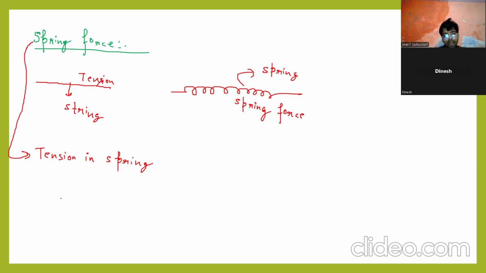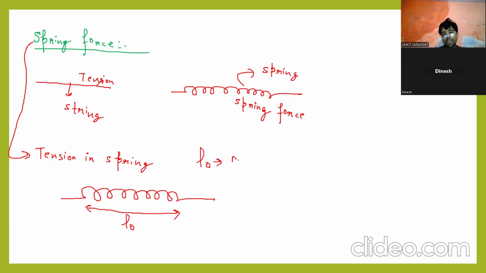For example, the length of the string is like this. This is the natural length. What is L naught? Natural length of the string. Understood? Okay.